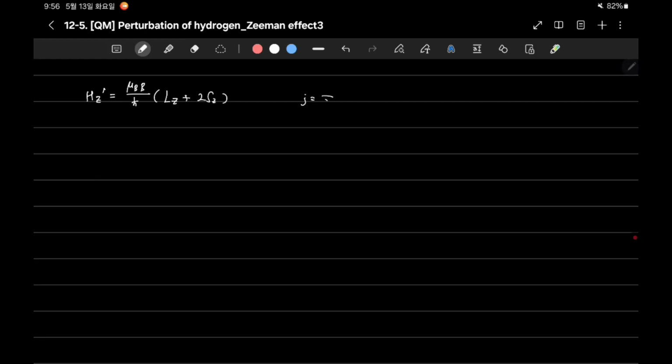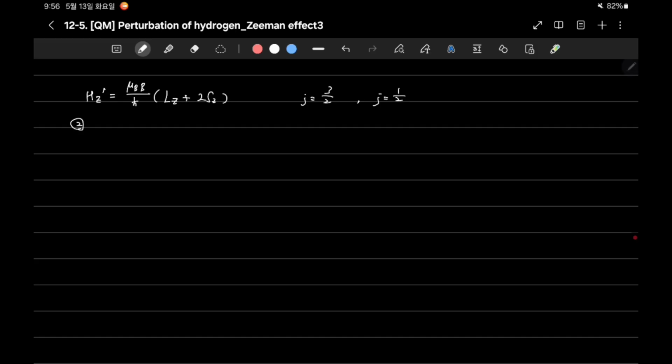In the j equals 3/2 case, there is a 4x4 matrix, so the Zeeman energy splitting has 4 energy levels. In the other case, the j equals 1/2 subspace, there are 2 levels. From now on, we will go on to the first order perturbation of the Zeeman energy in the perturbative case.